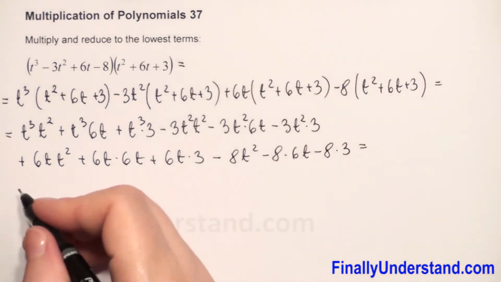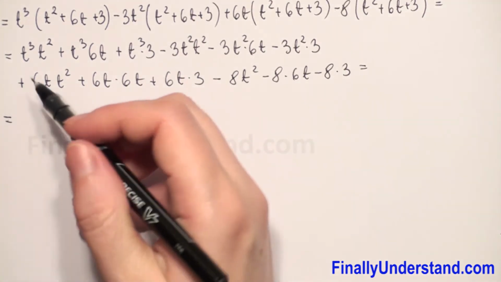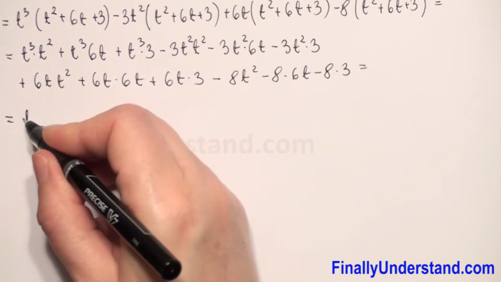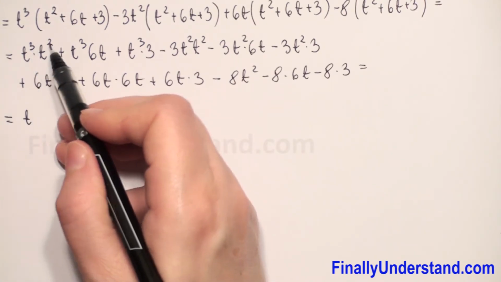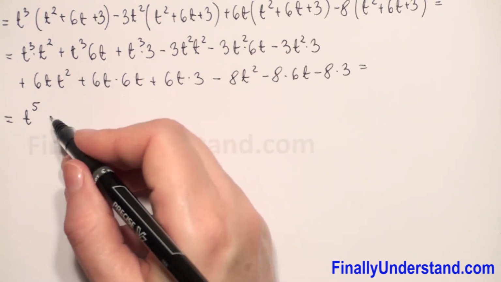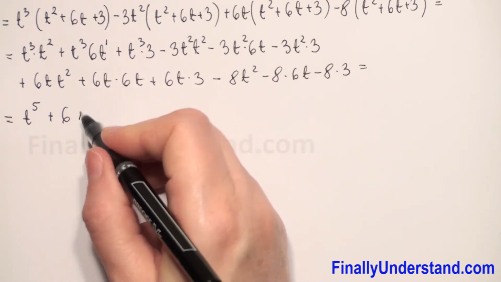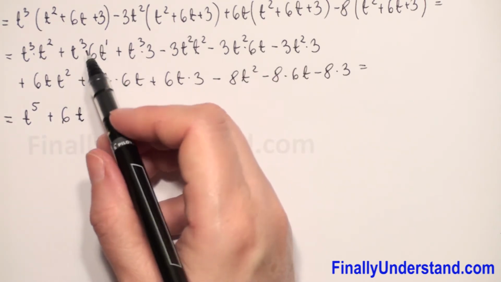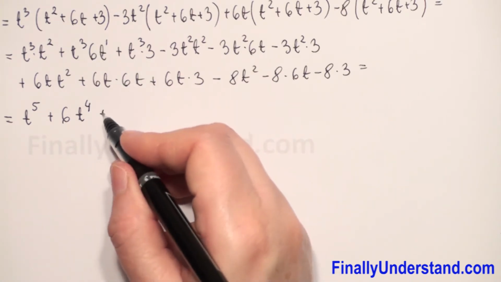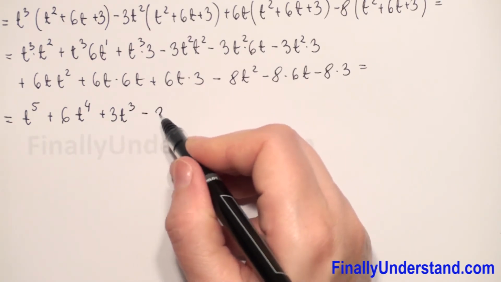So this is equal. Now we have to do multiplications. T times t, the same base, so we copy the base and we add exponents. 3 plus 2 is 5. Now next, first we will write the number. We have 6, t and t, invisible 1. So we copy the base and we add exponents. 3 plus 1 is 4. We will write the number first. T cubed we will copy, minus we have 3.